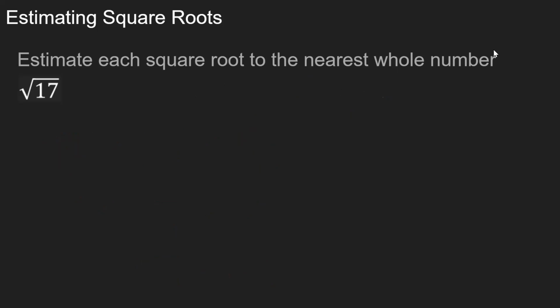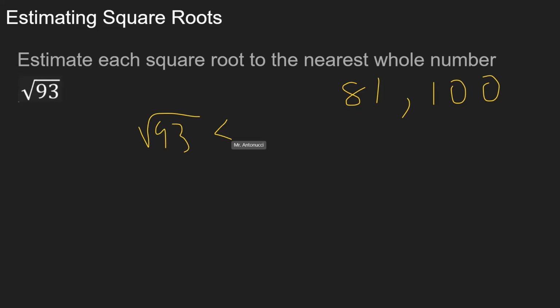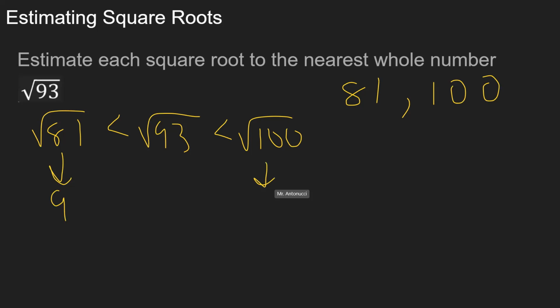All right, let's do a couple more. Square root of 93. Well, I know 100 is a perfect square, and so is 81. All right, so the square root of 93 is less than the square root of 100. And this is just showing you how to think about it. All right, the square root of 81 is 9. The square root of 100 is 10. So the square root of 93 is somewhere between 9 and 10.